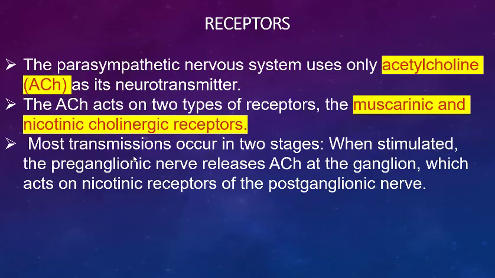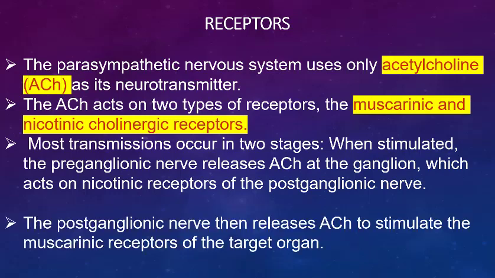Most transmission occurs in two stages. When stimulated, the preganglionic neuron releases acetylcholine at the ganglia, which acts on the nicotinic receptor of the postganglionic neuron. The postganglionic neuron then releases acetylcholine to stimulate the muscarinic receptor of the target organ.